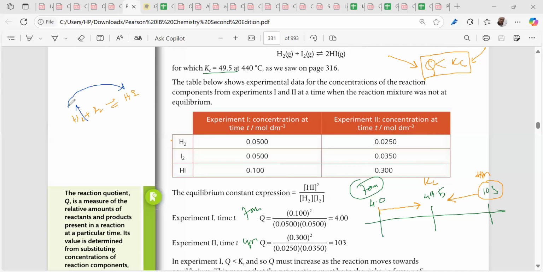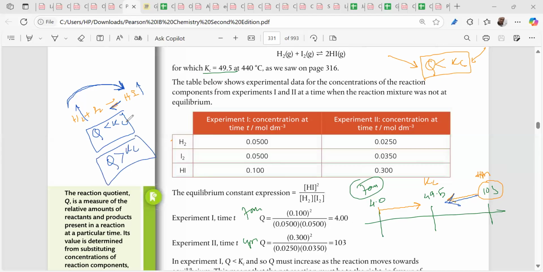If the reaction is moving in the forward direction, what happens? Q will be less than Kc at that time. Understood? Clear? Now, if we change the HI and increase it, the reaction will move to the backward direction as per Le Chatelier's principle. If the reaction moves to the backward direction, what happens? Q will be greater than Kc.